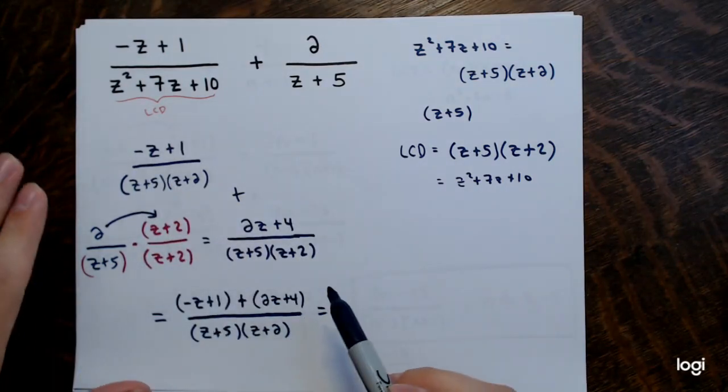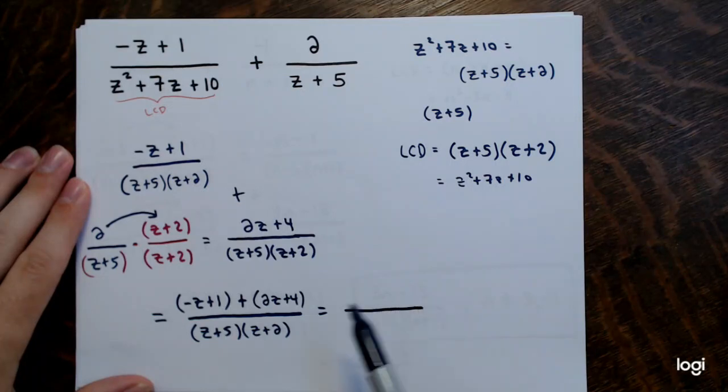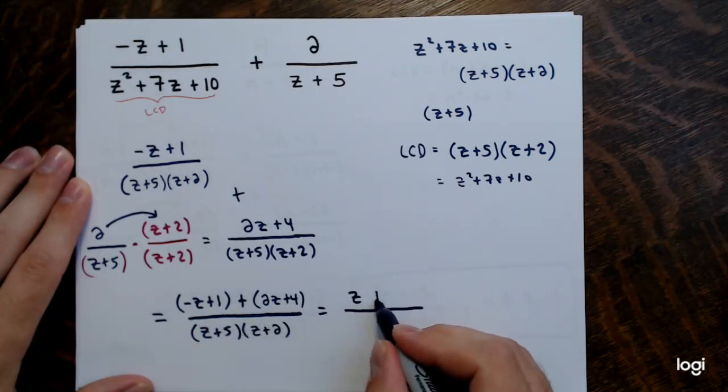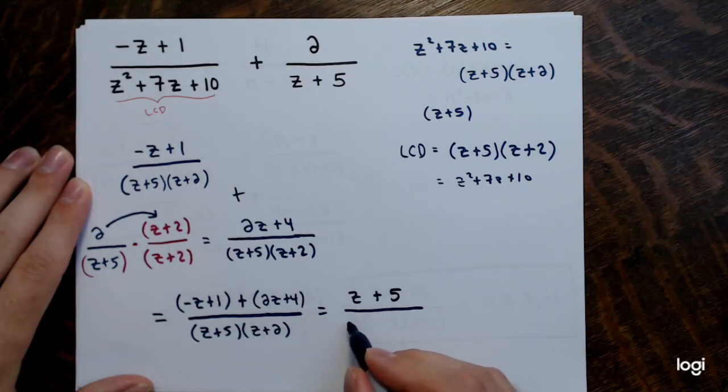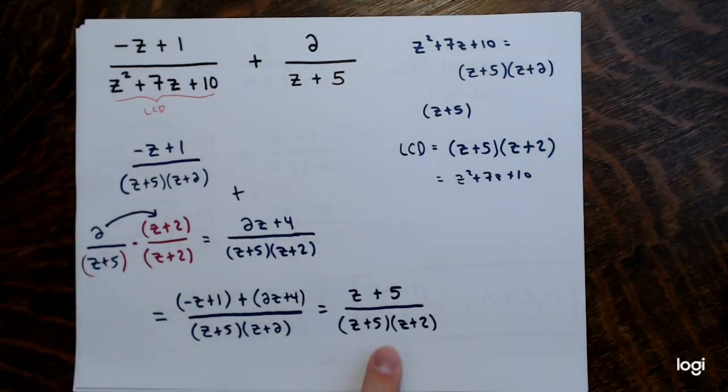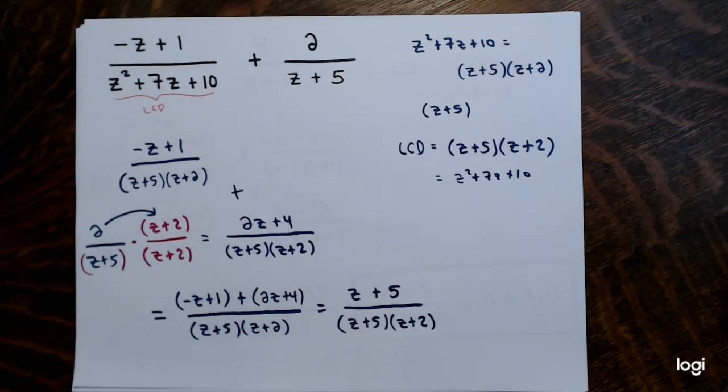So I combine like terms in the numerator. Negative z plus 2z would be 1z, and then 1 plus 4, I've got positive 1 plus positive 4, that's positive 5. And then divided by z plus 5 times z plus 2. All right. Again, great. This is the sum of these two fractions. It's just, is it simplified, right? So I try factoring everything. Now, I've already written the denominator factored. The denominator is already in nice factored form.